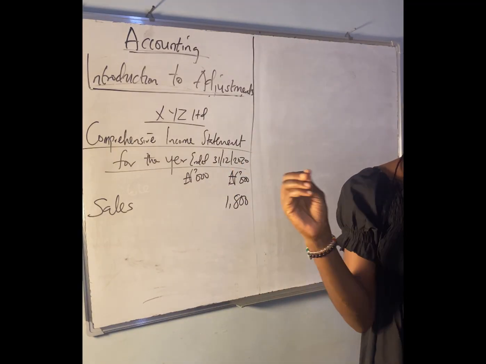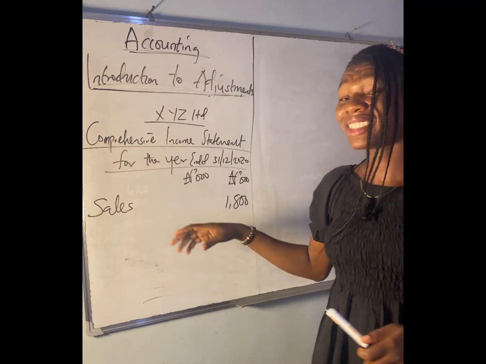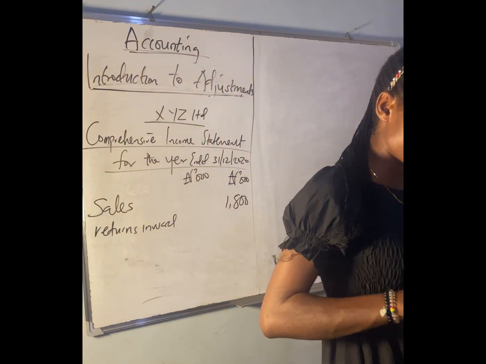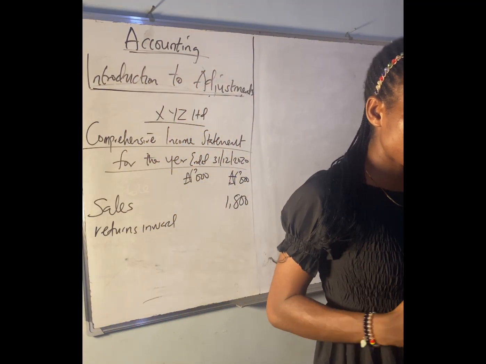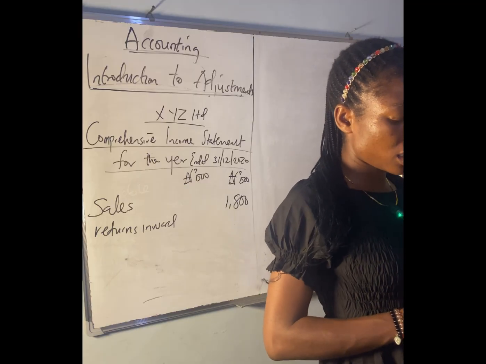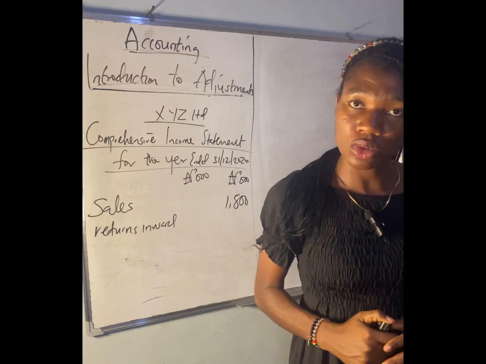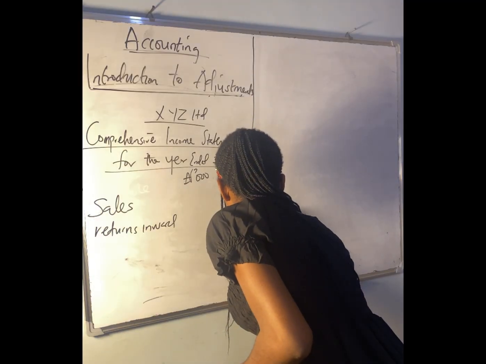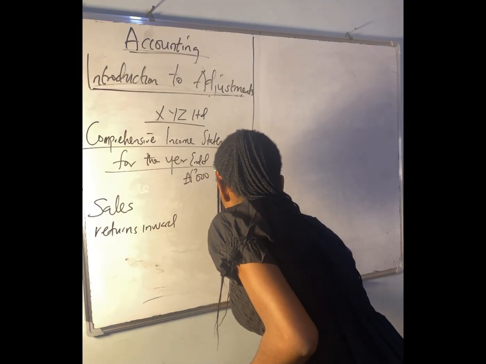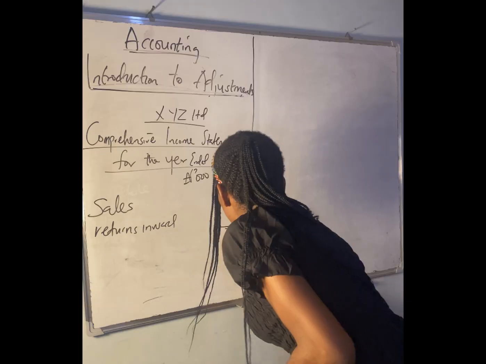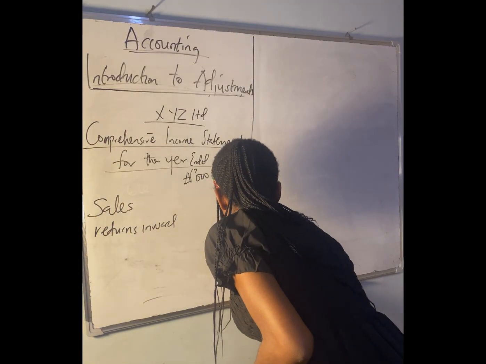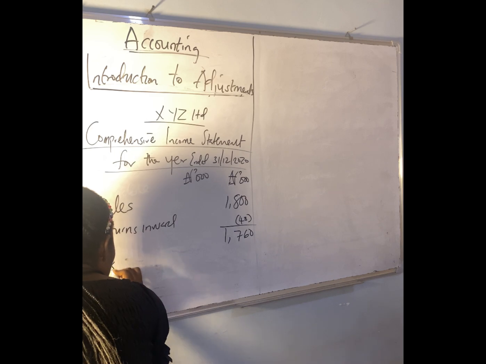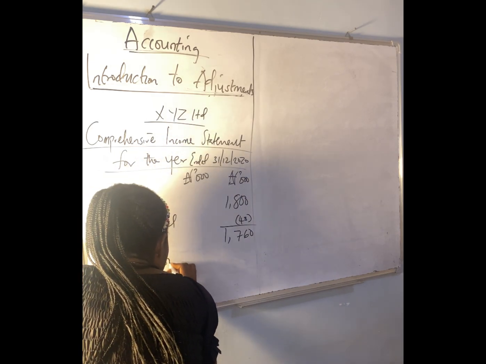And then we have returns inward. Okay, we always less returns inward from sales. Okay, the value of our returns inward will be on the debit side. Okay, in this case, our returns inward is 40,000. So we have 40, giving us a total net sale of 1,760,000. So we've gotten our net sale. The next thing we should calculate is our cost of goods sold.